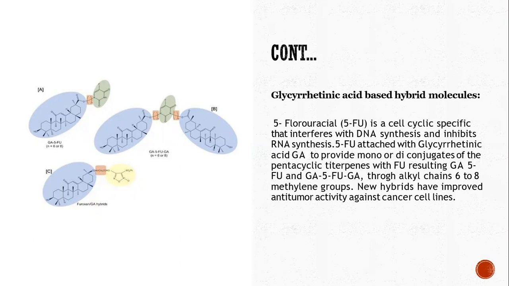This is shown in figure A: GAFU6 with 8 methylene groups. In figure B, we can see the attached GA5FUGA. In figure C, the new hybrid formed is furoxan glycyrrhetinic acid. Hybrid molecules have improved anti-tumor activity against cancer cell lines.